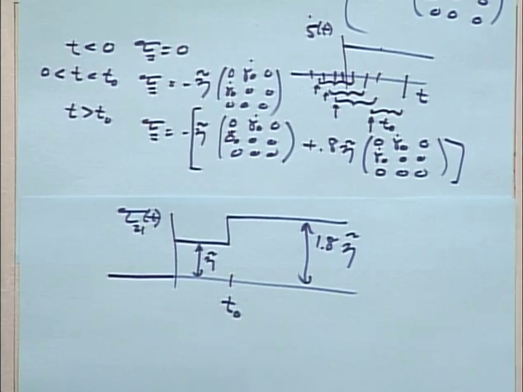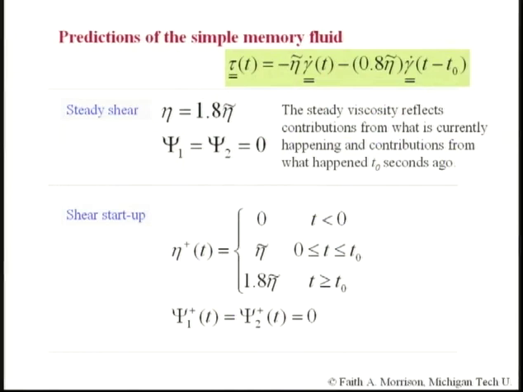So I've got that summarized here. In steady shear, of course, we predict no normal stresses, and the viscosity is at full strength, which is 1.8 eta tilde, where eta tilde is the parameter of my model. And in startup, it steps up in stages from 0 to eta tilde, which is just the instantaneous contribution, to this part, which is the full strength contribution, because it can no longer remember that it was ever not moving.